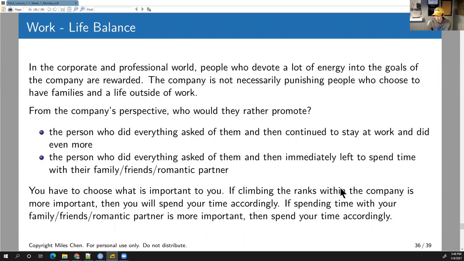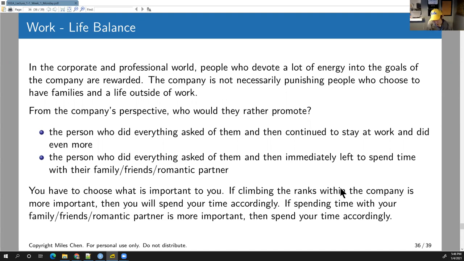Just another example. In the corporate world, you're going to have colleagues who maybe dedicate all of their energies into the company, into work, okay? They don't have a life outside of that, right? They don't have friends outside of work. They don't have a family outside of work and things like that.